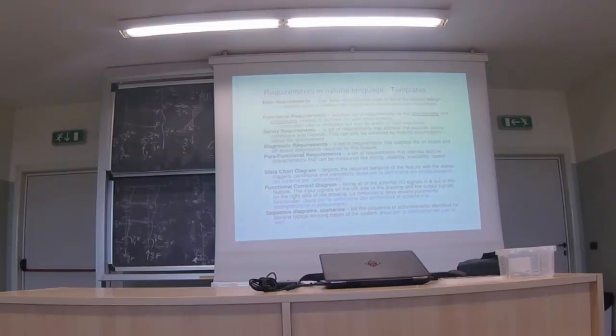Also, we can have the state chart diagram, which is like a flow chart. A functional context diagram, which is the listing of all the external I/O signals in and out for each feature. Left side has the input and the output, right side, only functional. And sequence diagram scenarios.